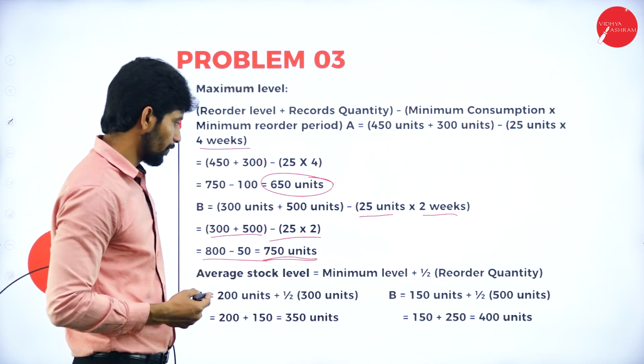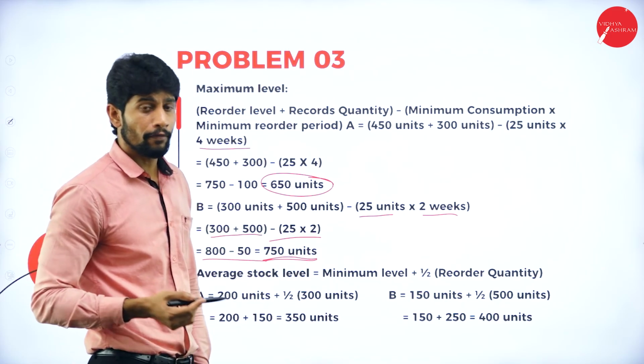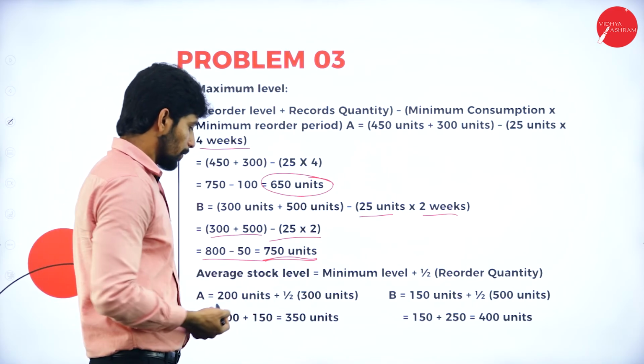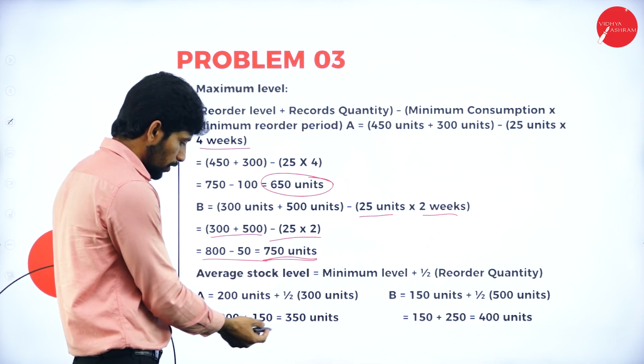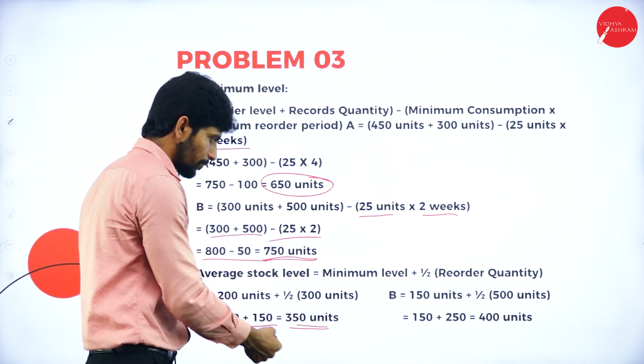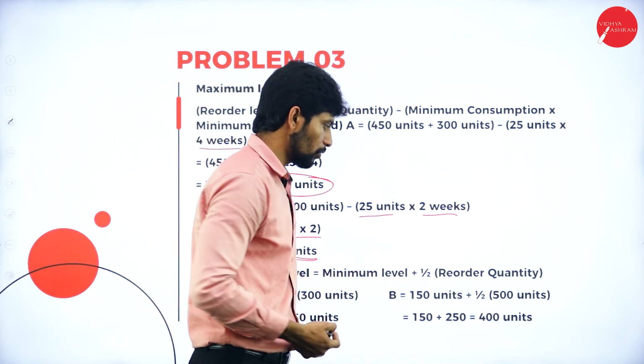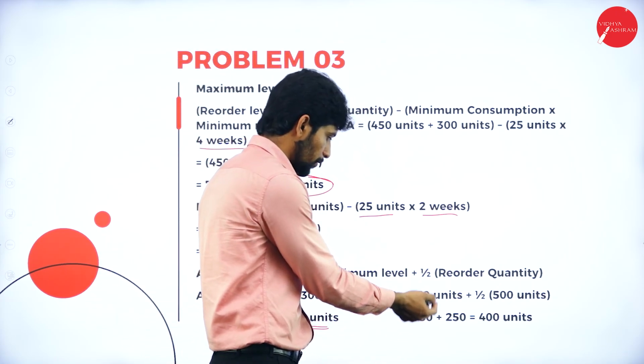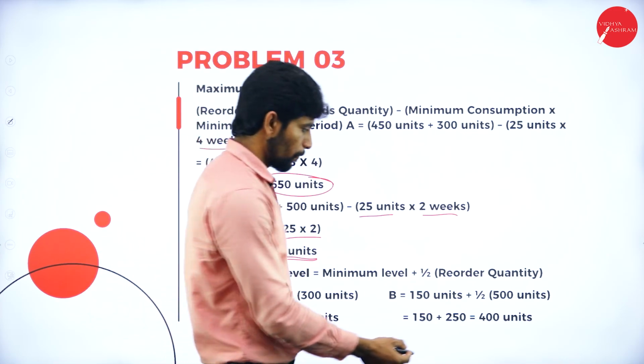So average stock level: minimum level plus half of reorder quantity. So 200 units plus half of 300 units. So 200 plus 150, 350. For component B, 150 plus half of 500 units, that is reorder quantity. So 150 plus 250, you will get 400 units.